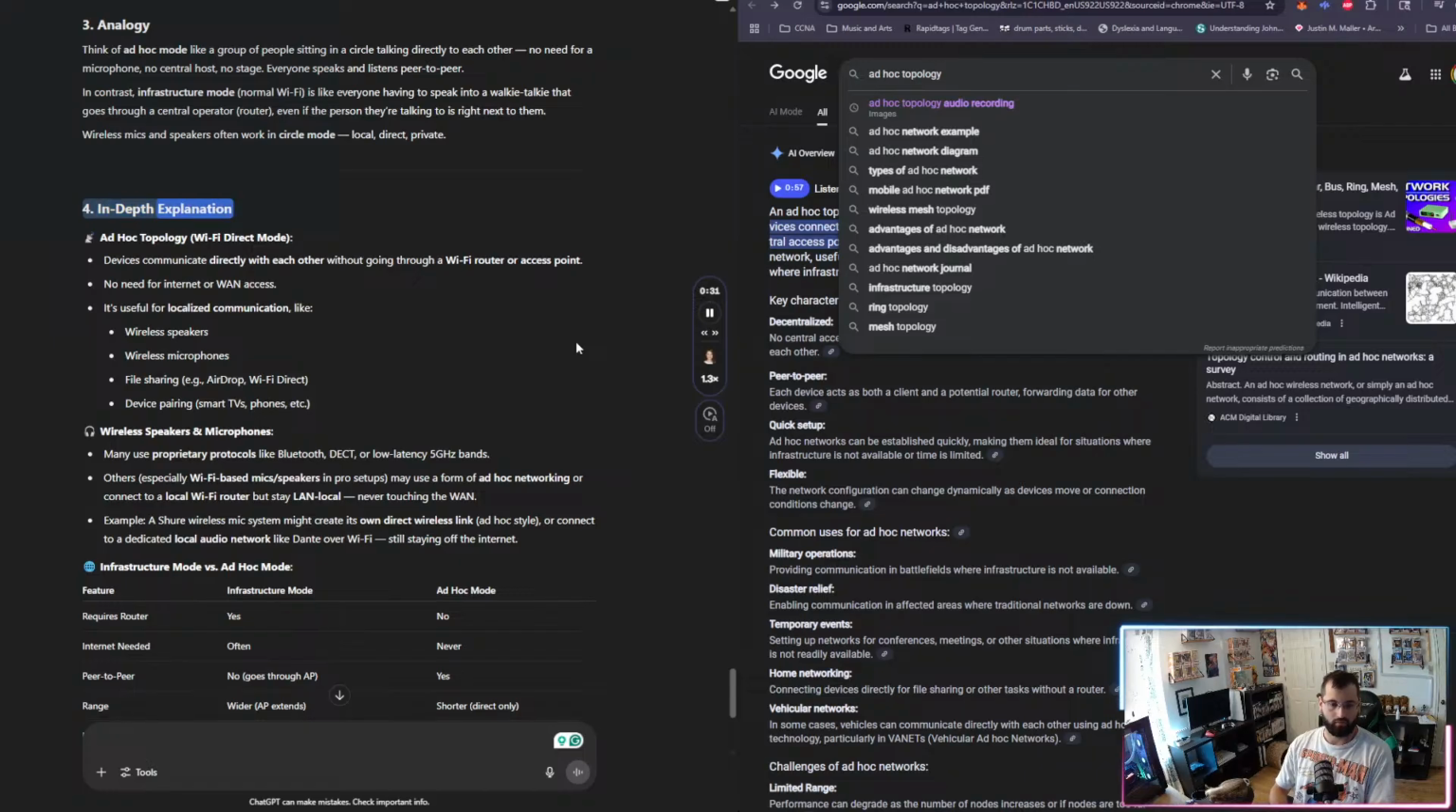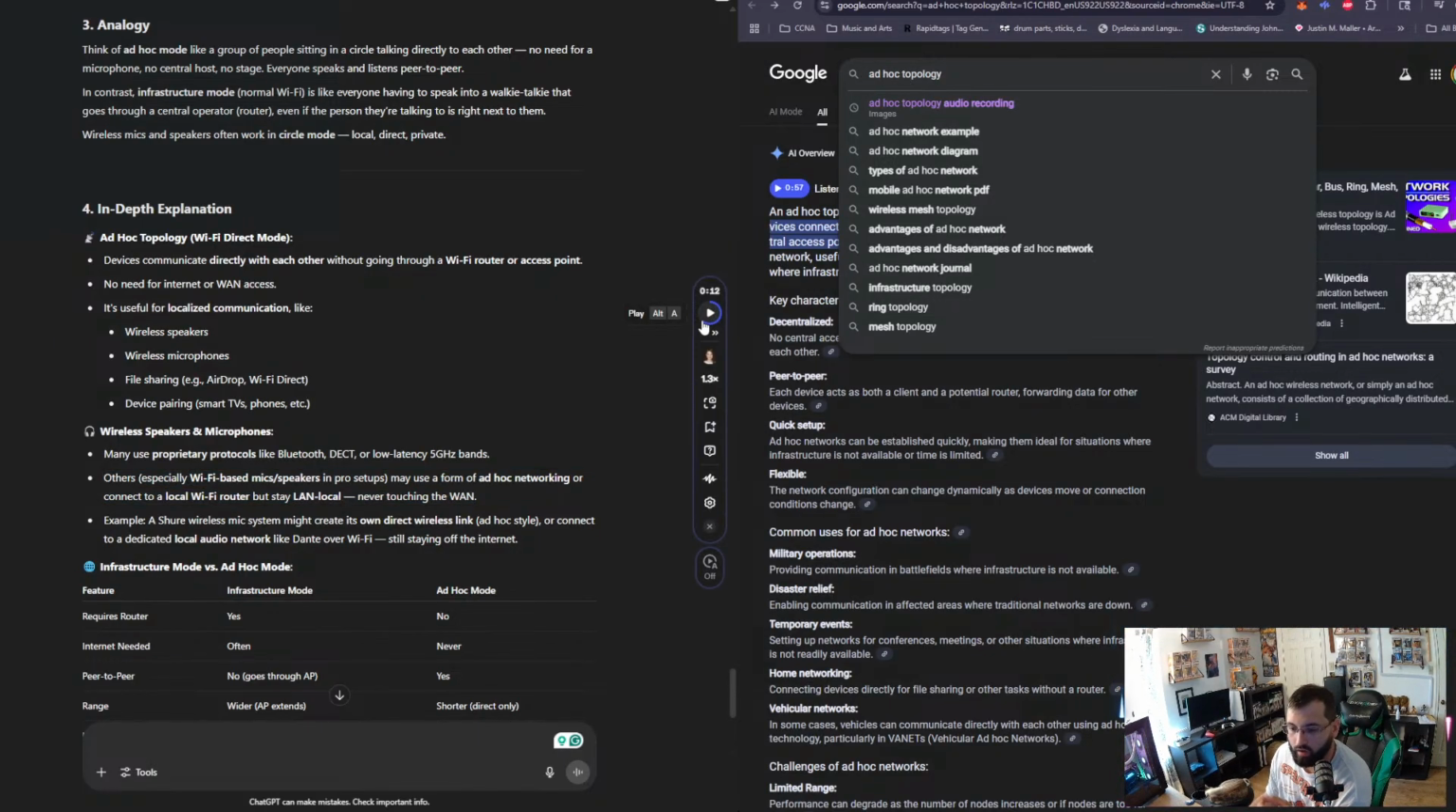In-depth explanation. Ad hoc topology, Wi-Fi Direct mode. Devices communicate directly with each other without going through a Wi-Fi router or access point. No need for internet or WAN access. It's useful for localized communication like wireless speakers, wireless microphones, file sharing, for example AirDrop, Wi-Fi Direct, device pairing, smart TVs, phones. Many wireless speakers and microphones use proprietary protocols like Bluetooth, DECT, or low-latency 5G bands. Others, especially Wi-Fi-based mics, speakers, and pro setups, may use a form of ad hoc networking.